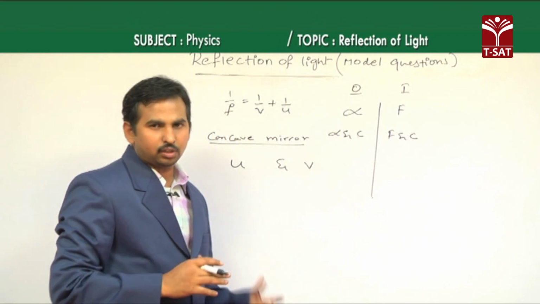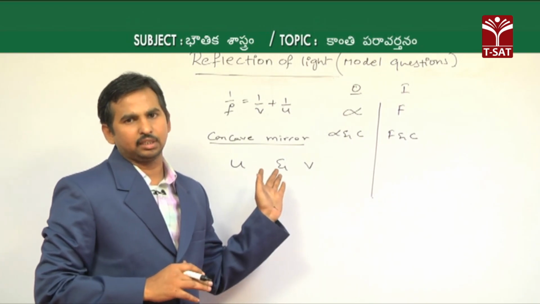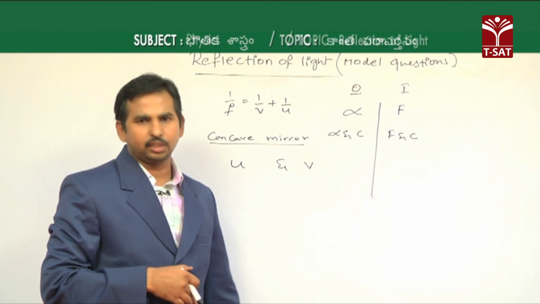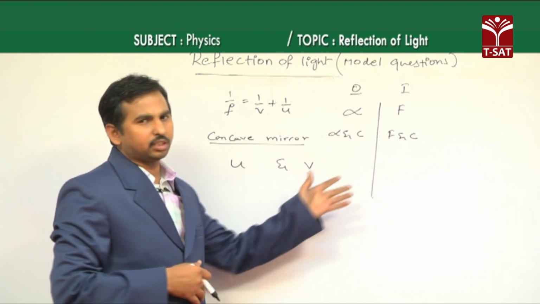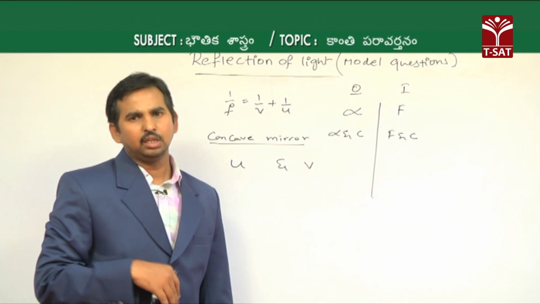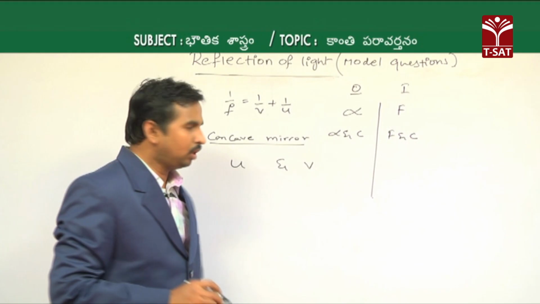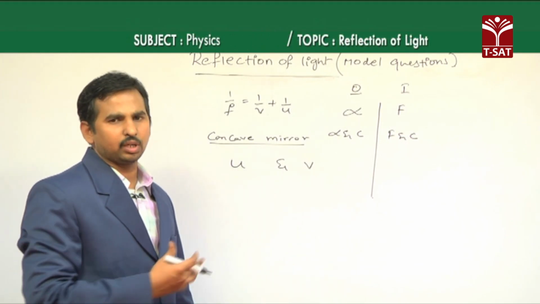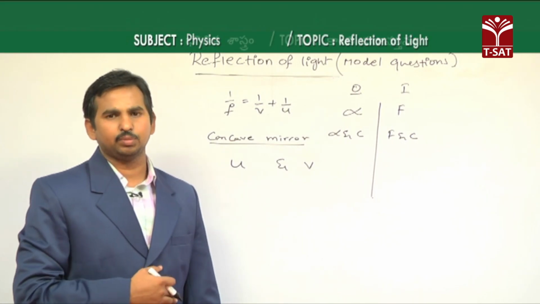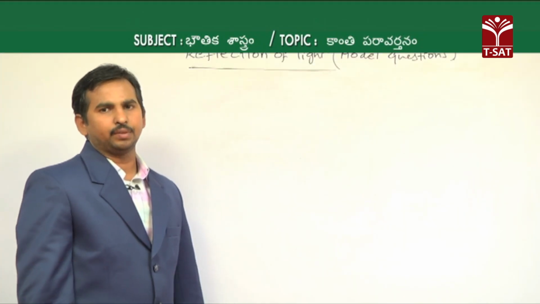Whenever the object is coming closer towards the concave mirror, the image is moving away from it. So how the u and v values vary is what is important here. Whenever the object is coming closer, the image is always moving away, and when the object is moving away from the mirror, the image is getting closer and closer to the mirror. Based on these ray diagrams, a number of questions are asked, which we will see separately for concave mirror and convex mirror. Now we will see how it is related to magnification first.